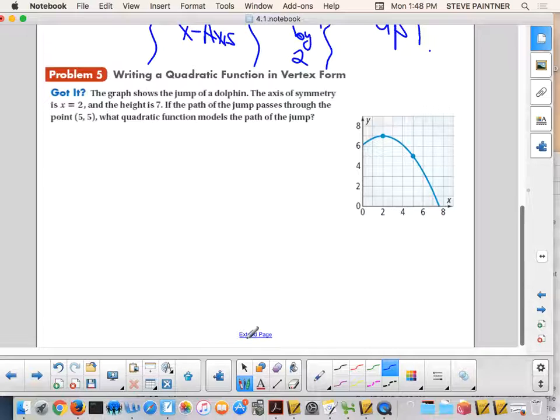Okay, next up, there's always got to be a story problem in the end about what we just talked about. The graph over there shows the jump of a dolphin. Without a dolphin, it's hard to imagine, so I'm going to go like this, this, this.